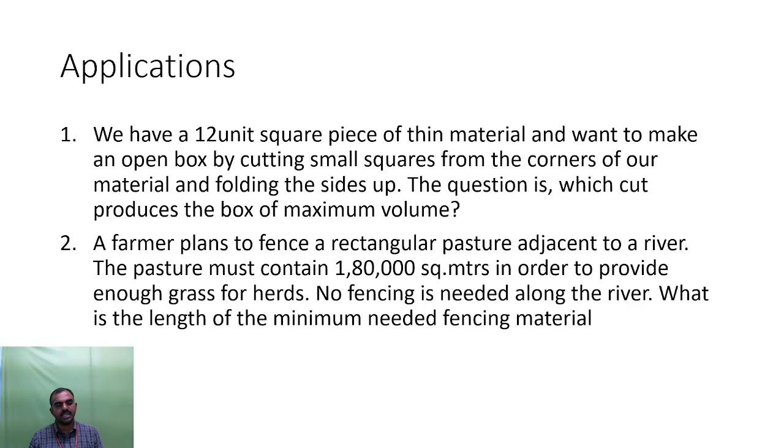The second application is in the agriculture field. A farmer plans to fence a rectangular pasture adjacent to a river. The pasture must contain 180,000 square meters in order to provide enough grass. No fencing is needed along the river. So what is the minimum length of fencing material needed? So these are the two.